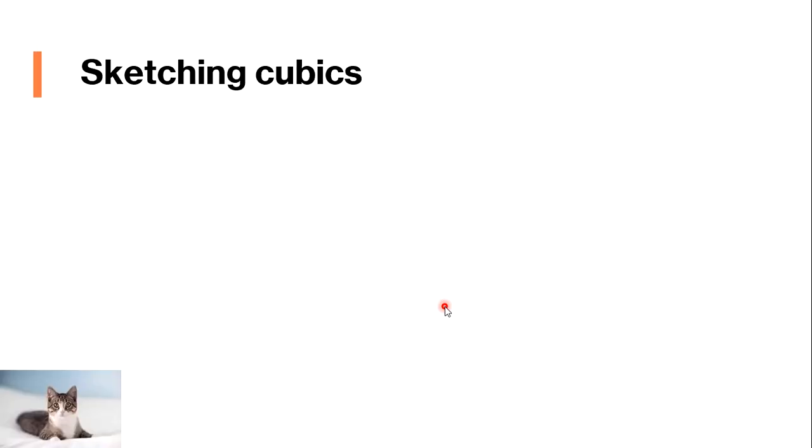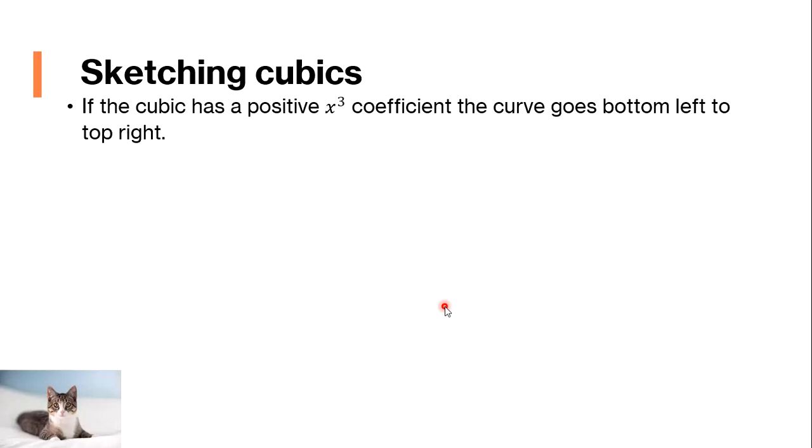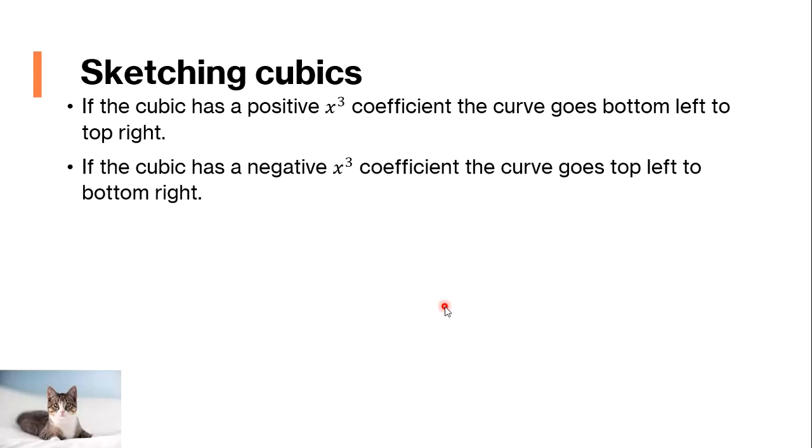Sketching cubics. This is quite an important skill. It's very useful. Sometimes it's useful to be able to see a graph when you're trying to answer a question. It can make it make more sense. Some rules to start with. If the cubic has a positive x cubed coefficient, the curve goes bottom left to top right. You'll see some examples of this shortly. It'll make more sense. And if the cubic has a negative x cubed coefficient, the curve goes top left to bottom right.